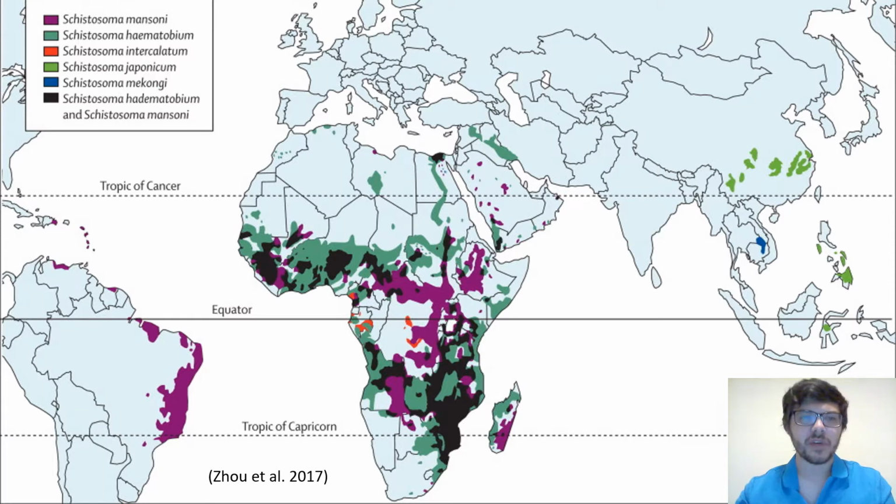Here is a map that shows where you can find these infections. The purple is mansoni, the greenish is the hematobium, and the black regions are a mixture of the two. So again, you have a lot of the mansoni and hematobium in Africa, a little bit in the Middle East as well, up there in Egypt and beyond a little bit. However, the other shade of green, which is the japonicum, is in East Asia.